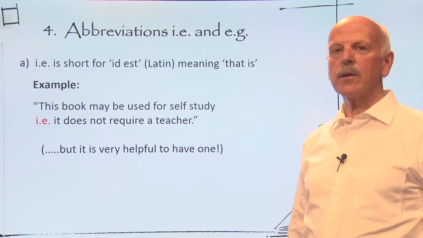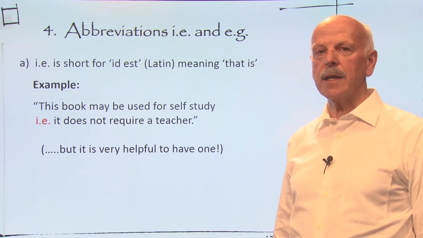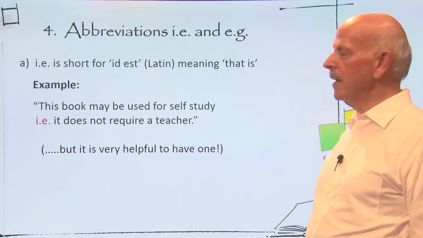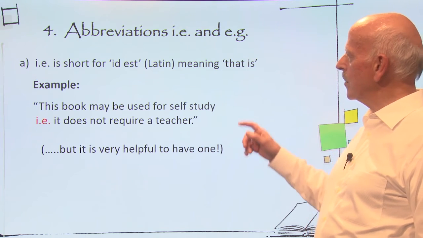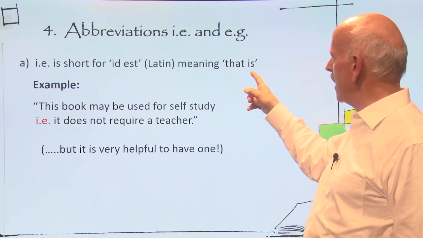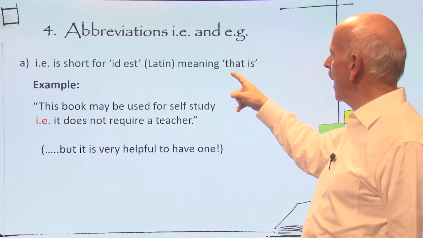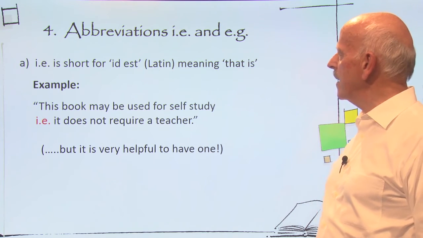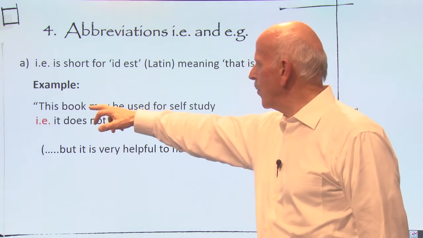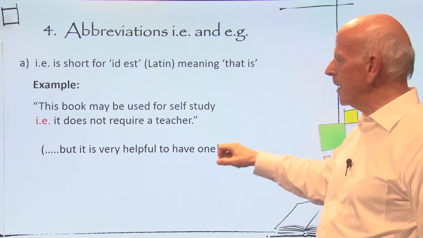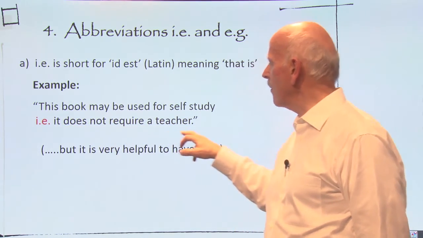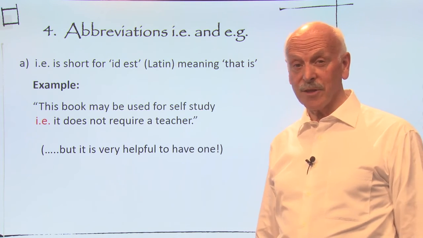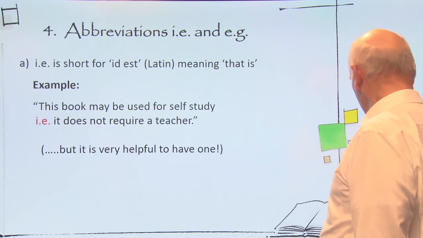Okay, so finally let's look at the abbreviations i.e. and e.g. i.e. is short for id est, which is Latin. And you can see where the est becomes is, and the first id is that. So id est, i.e., is that is. This book may be used for self-study, i.e., it does not require a teacher, but it's very helpful to have a teacher.